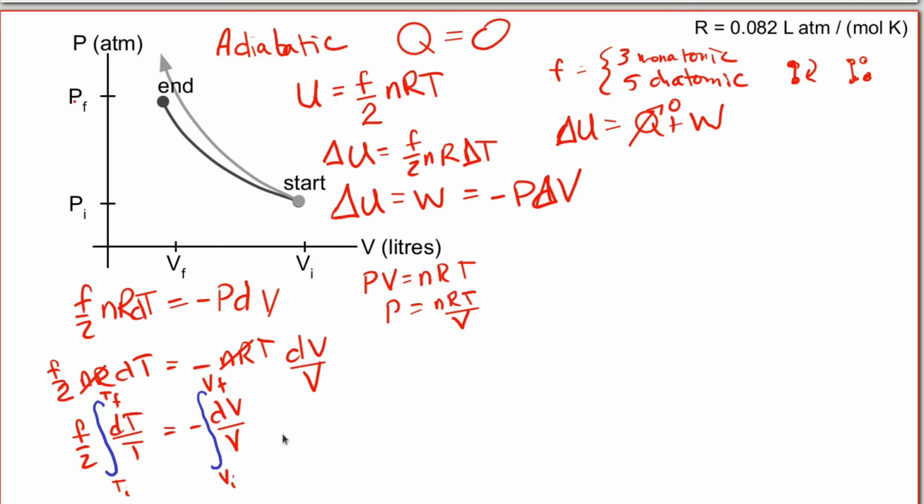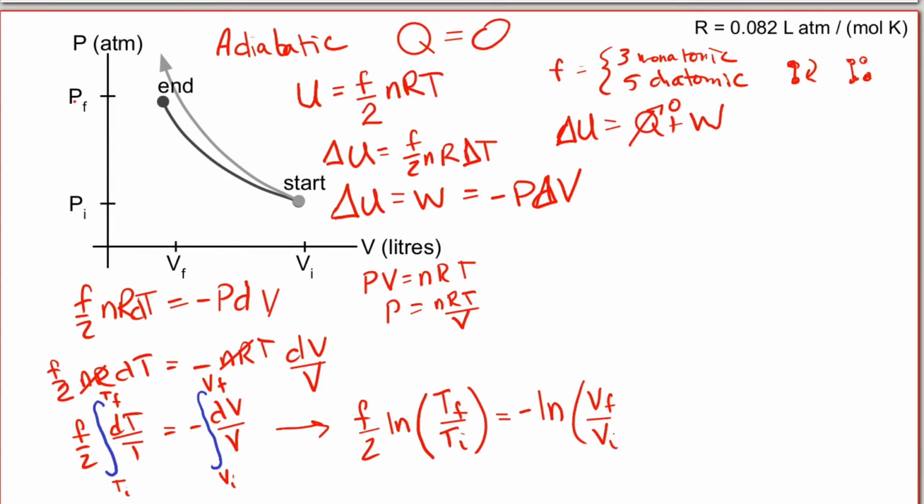Now remember, this is one of our more basic integrals. Integrating dT over T gives us a natural log of T. So we're going to have an f/2 natural log of, remember that the difference of logs between the upper bound and lower bound is equal to the log of the ratio between the upper bound and lower bound. So natural log of Tf over T initial will equal minus the natural log, same form for the integrand here, V final over V initial.